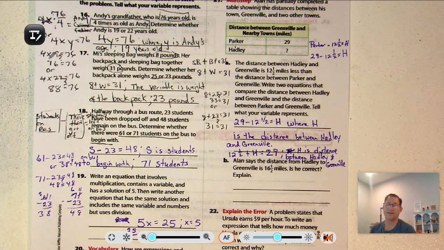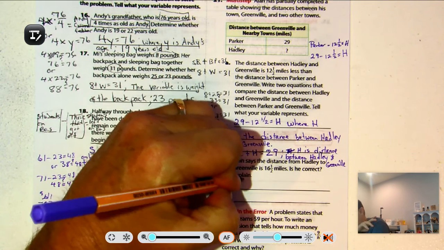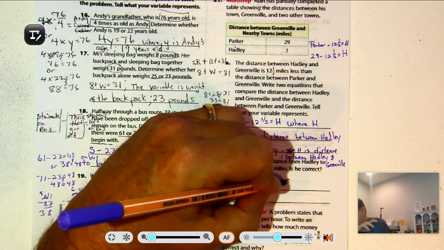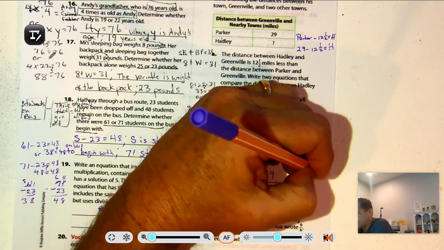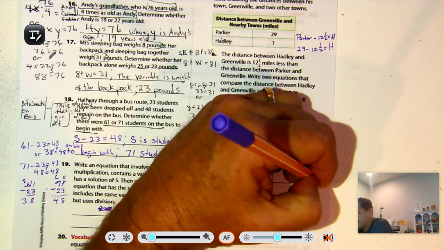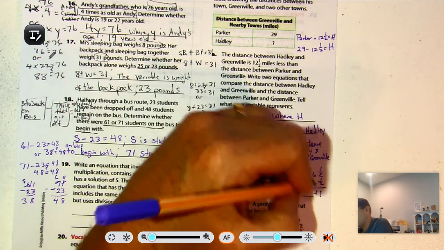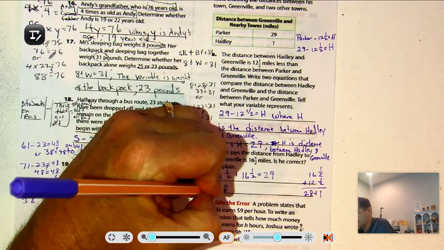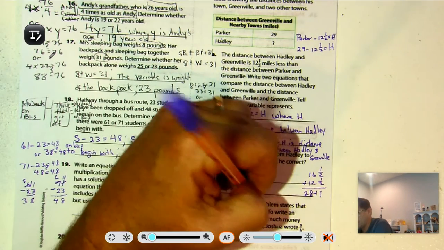Alan says the distance from Hadley to Greenville is 16 and a half miles. Is he correct? Well, let's see. Is 12 and a half plus 16 and a half 29? So we know that 16 and a half plus 12 and a half. Add the fraction part first. You get 1. 6 and 2 is 8. Plus 2 is 28. 28 and 1 is 29. So that is correct. So yes, he's right.